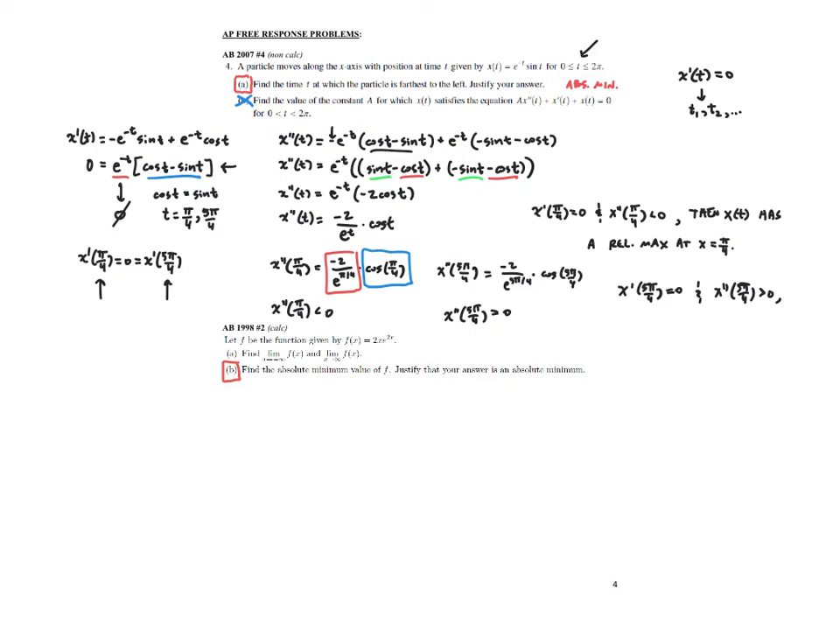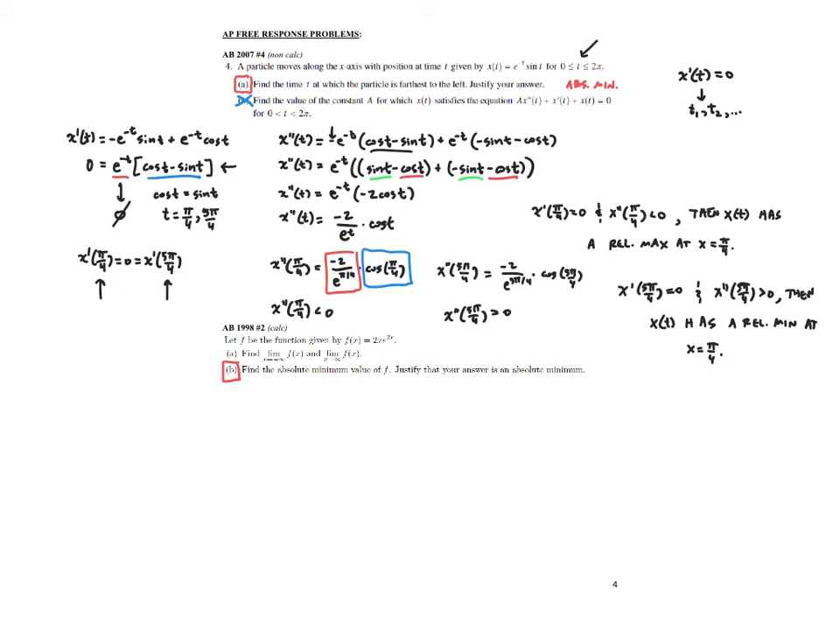then x of t has a relative minimum at x equals pi over 4. Now, how do I know whether or not that's an absolute minimum? Okay, so I would have to check my endpoints.